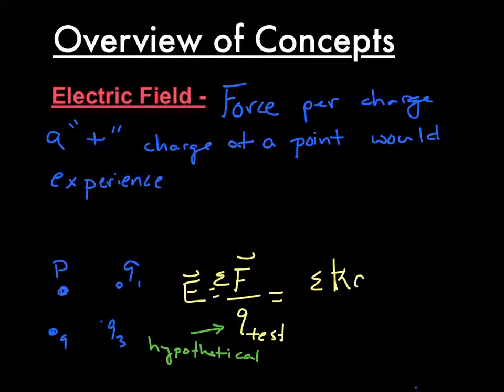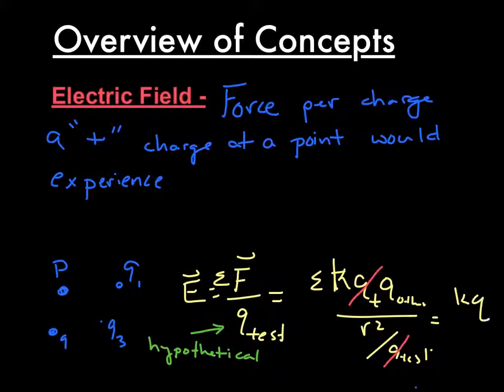K, Q test, Q, I'm just going to call this Q other, over R squared, over Q test. If we look, these two Q's will cancel out, and you're just left with K, Q other, over R squared. And that is your formula for the electric field.